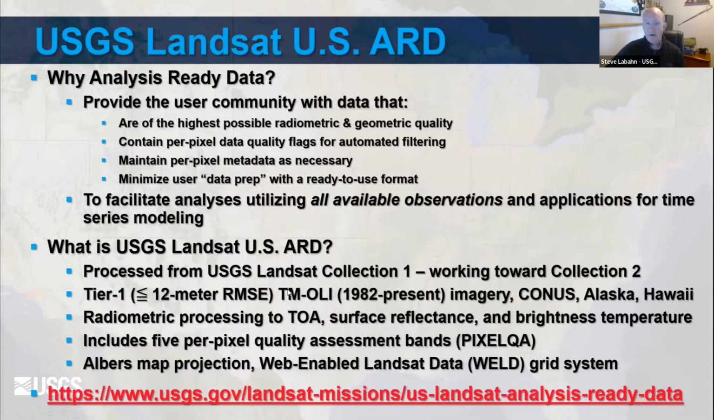Okay, so everybody's heard about analysis ready data, and we're here to talk about AI ready data, but I just want to set the stage of what the input is to this LC map capability that Jess just described. So this is a data set over the US. It's got the highest possible radiometric and geometric quality that the Landsat record has. We have per pixel data quality flags, so we can do filtering on that. We've got per pixel metadata, and then we've tried to process this to the highest levels so it's ready to use by the LC map system.